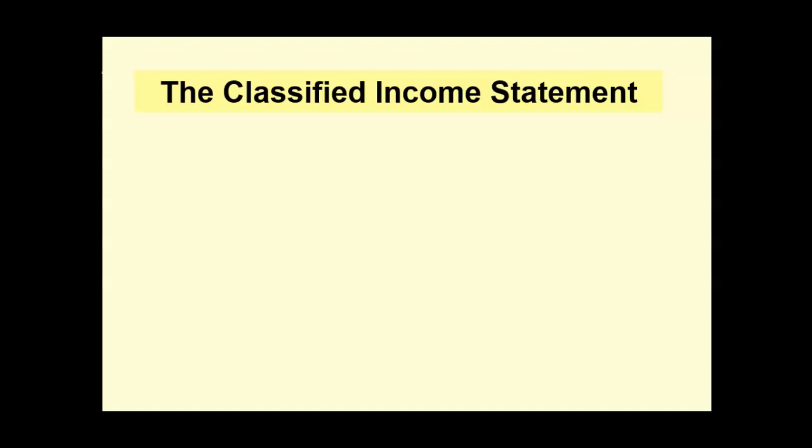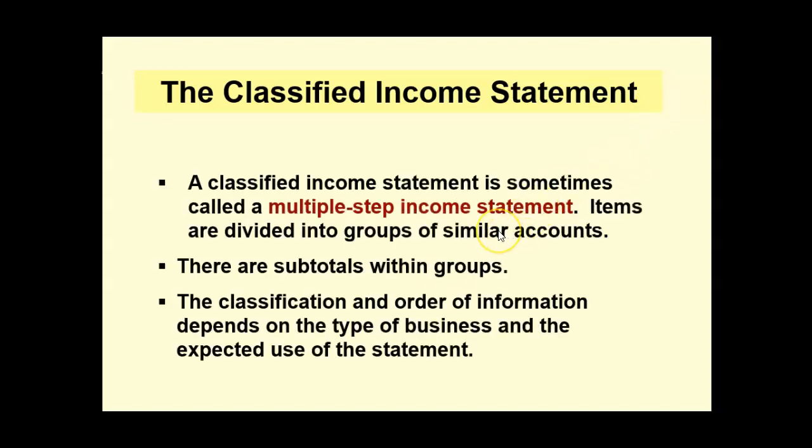Now, that has not changed, but with the classified income statement, also known as the multiple step income statement, we're going to take our revenue account expenses and put them into different subtotals within the groups, meaning that we're going to have different sections, different classifications shown on the classified income statement.